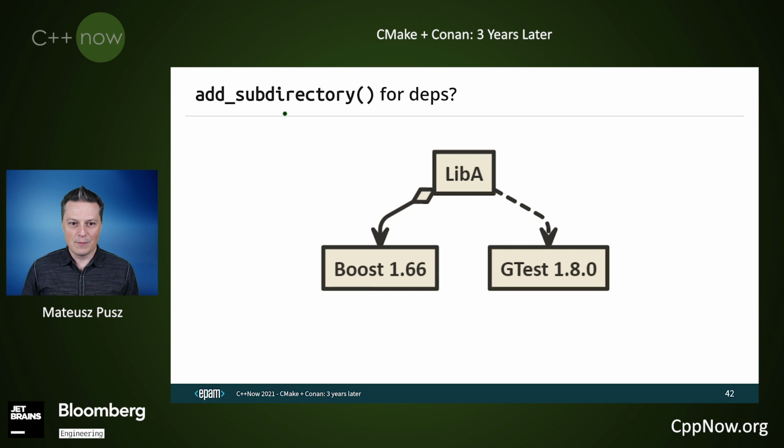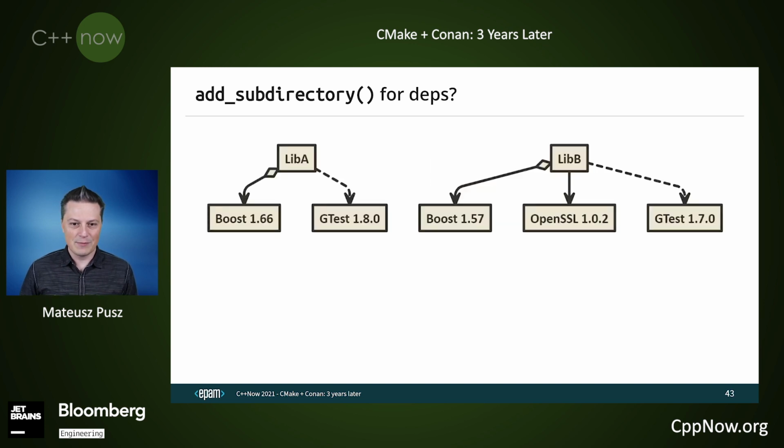First, let's talk about the problem introduced by add_subdirectory. For example, we have library A that uses gtest privately for unit testing, and has a public dependency on Boost. It exposes Boost 1.66 in its interfaces. And then we have library B that has different assumptions, right? It internally uses OpenSSL, doesn't expose it in interfaces, but it uses it. It exposes Boost 1.57 and also uses gtest, but a different version here.